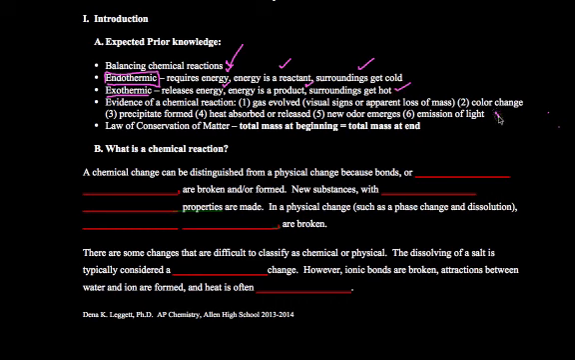I want you to revisit the evidence of a chemical reaction and bring it back to your minds, and this you should know by now, the law of conservation of matter. The total mass at the beginning is equal to the total mass at the end. Now, what is a chemical reaction? A chemical change can be distinguished from a physical change by the type of bonding or attractions.